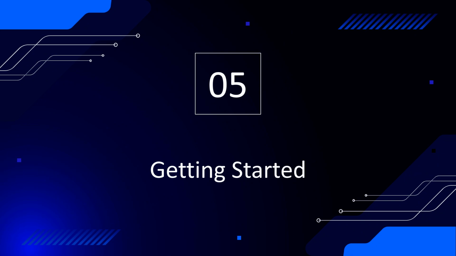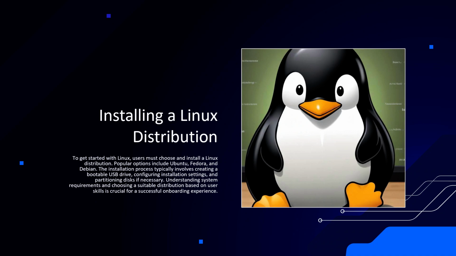Getting started now. Installing a Linux distribution, we will discuss this in the next chapter. For example, we will install the Ubuntu distribution, but it is good to read this. To get started with Linux, users must choose and install a Linux distribution. Popular options include Ubuntu, Fedora, or Debian. The installation process typically involves creating a bootable USB drive, for the case of hard drive installation or dual boot installation, configuring installation settings, and partitioning the disk if necessary. Understanding the system requirements and choosing a suitable distribution based on user skills is crucial for a successful onboarding experience.